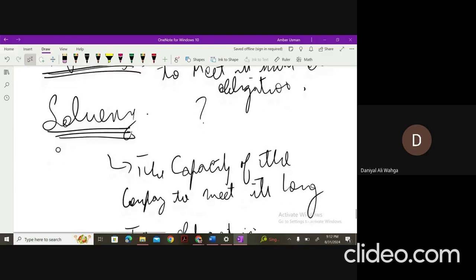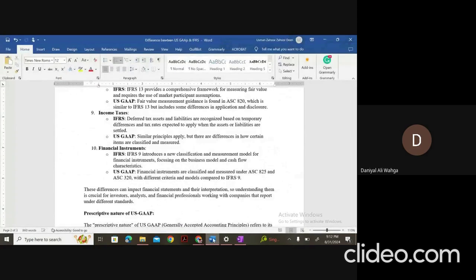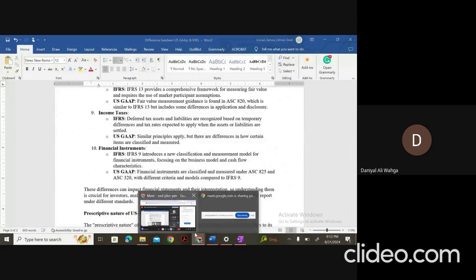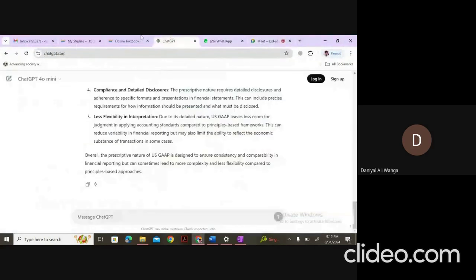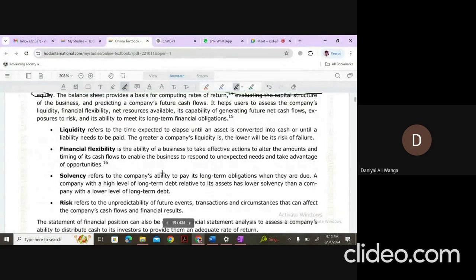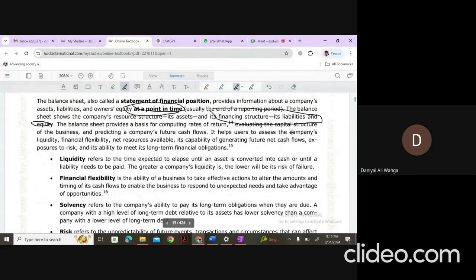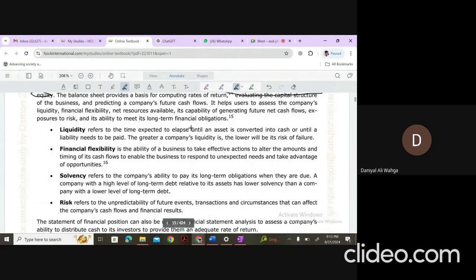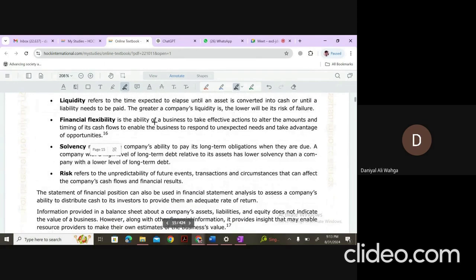Okay, so the statement of financial position is very helpful in evaluating whether the company is liquid and whether the company is solvent. So it helps users to assess the company's liquidity, financial flexibility, net resources available, and its capacity for generating net future cash flows, exposure to risks, and its ability to meet its long-term financial obligations. Liquidity refers to the time expected to elapse until an asset is converted into cash or a liability to be repaid.